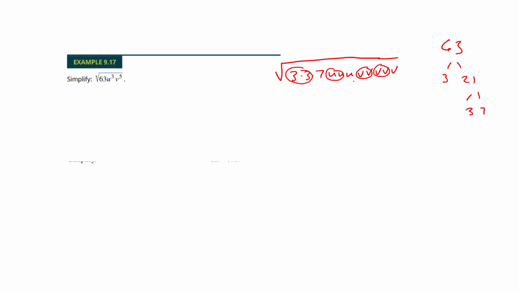Okay, so I lasso these up. Can bring out a 3, a u, a couple of v's. And the ones that don't partner up are the 7, the u, and the v. They can't go out to play, so they are stuck inside.